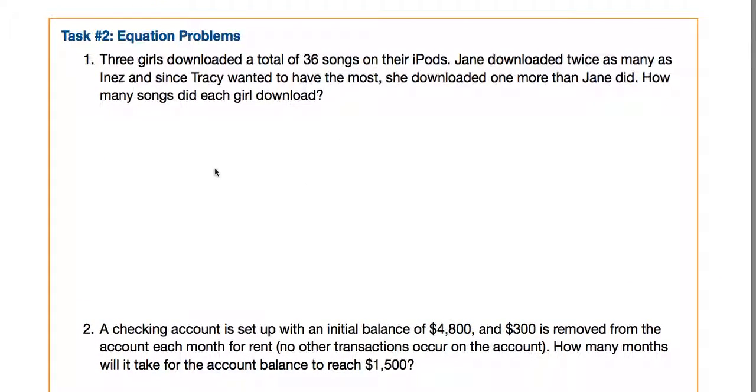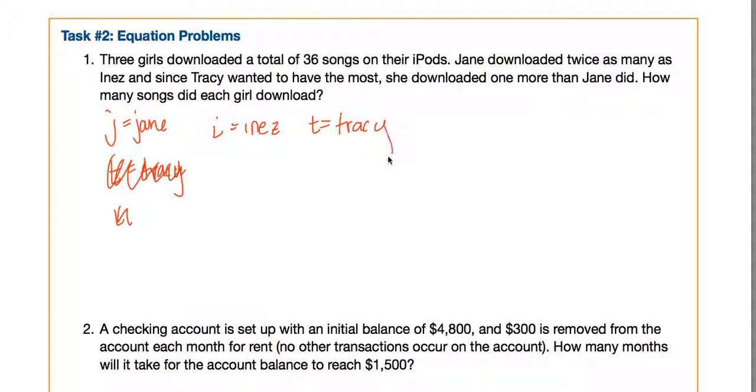Task 2, we did this one in class, but some people might not have been there. Pause the video and read that if you need to. What this says is there are 3 girls, and they downloaded a total of 36 songs. The girls were Jane, Inez and Tracy. It doesn't matter, but I like to keep them in the same order.